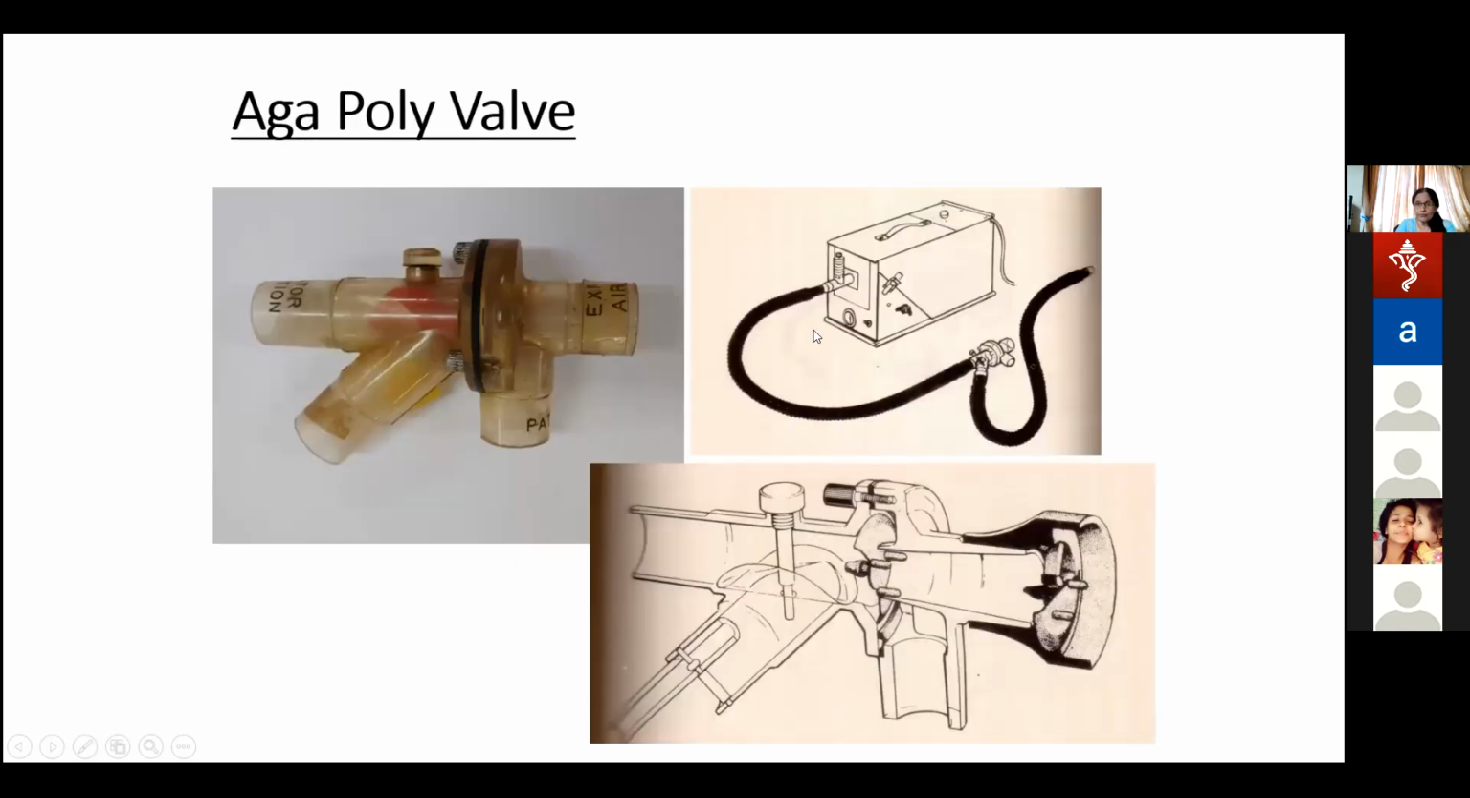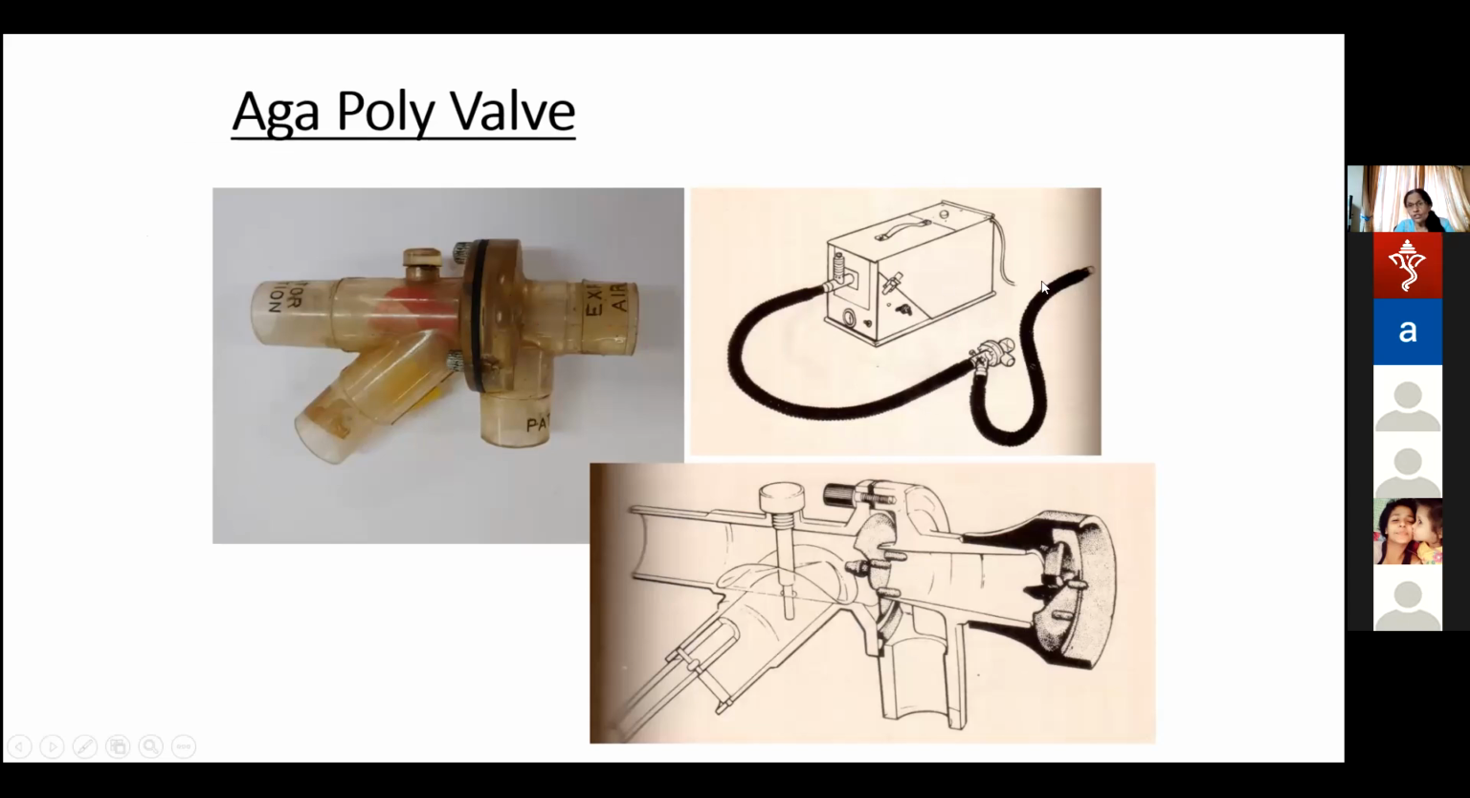This is the AGA poly valve. Now this valve came with this ventilator. What is the advantage of this valve? There are 3 ports: fresh gas flow port, patient port, and exhalation port. But there is one excess port. This is the port which will allow room air to enter.